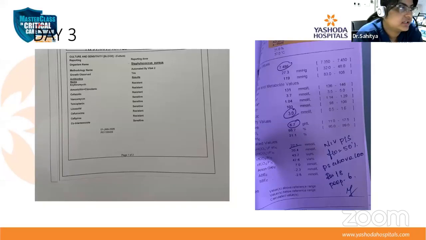On day 3, this is a culture report, which detected MRSA, Staph aureus, which was sensitive to vancomycin, teicoplanin and linezolid. The patient was already on meropenem and vancomycin. How much vancomycin were you giving? Meropenem 2 gram TID was given, sir, and vancomycin 500 mg BD was given.